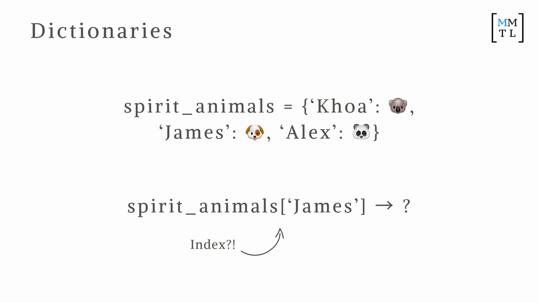And then you can also do something very similar to indexing with dictionaries. Okay, so say we have a dictionary with spirit animals. Mine is the koala, James is the dog, and Alex is the panda. Okay, so if we index spirit animals and we index James, what do you think comes out? Dog, exactly. So if you index the key, it returns a value. Okay, so sort of think about it like calling a dictionary, right? If you have a dictionary, if you call a specific word, it will return the definition.